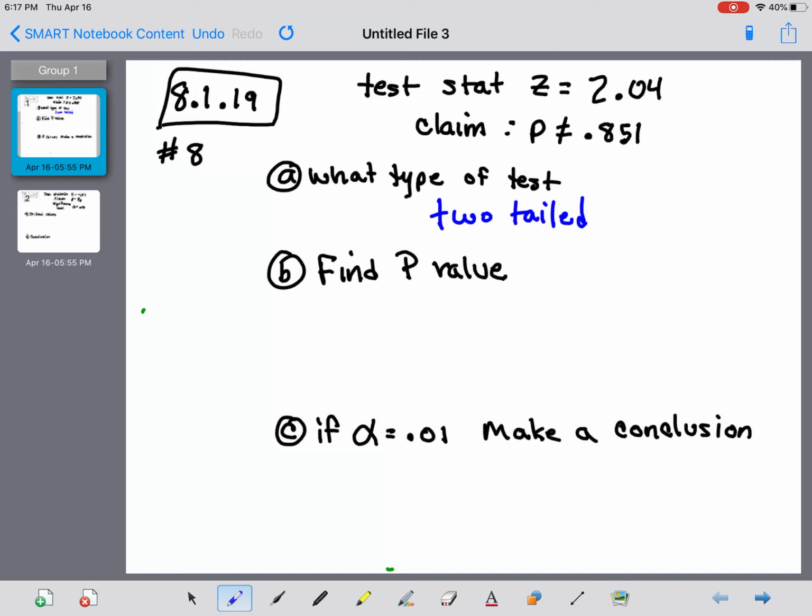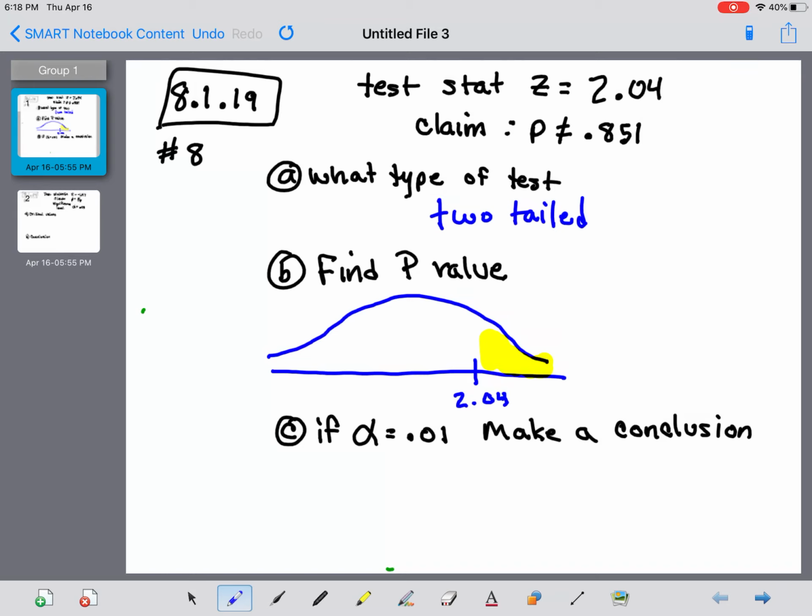Then it said to find the p-value. This is a capital letter P. I'm going to give you an idea of what's going on. We're going to draw our normal curve, and we know the test statistic is 2.04. So that test statistic is right about here. We're going to use our calculator, and we need to find the area. Here, let me change the color. We want to find this area, which I've highlighted in yellow.